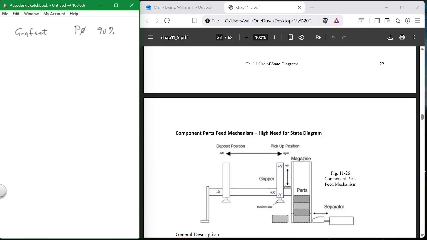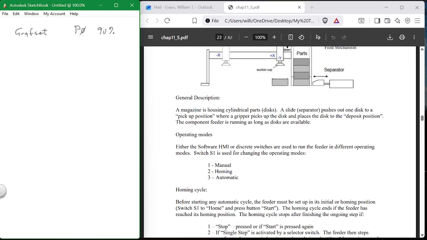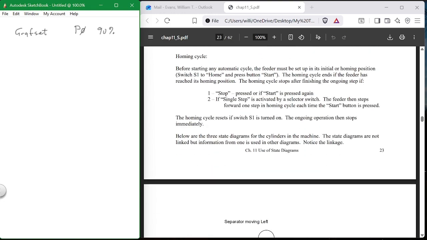But again, we want to talk about a process. And again, does this have cylinders? Yes, it does. It's got 3 cylinders. It's got this one, it's got this one, and it's got this one. It goes back and forth. So how many cylinders are there? There's 3. How many state diagrams could we have? We could have 3, or we could combine them into one.